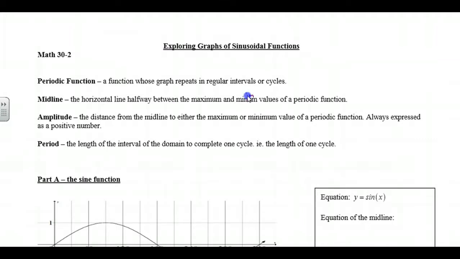values of a periodic function. It's like the spell checker doesn't work or something. Amplitude: the distance from the midline to the maximum or from the midline to the minimum, or half the distance from the maximum to the minimum, right? So it's either this distance here or this distance here or half of that distance there. The period is the length of the interval of the domain, which means the x values, to complete one cycle, or it's the length of one cycle.